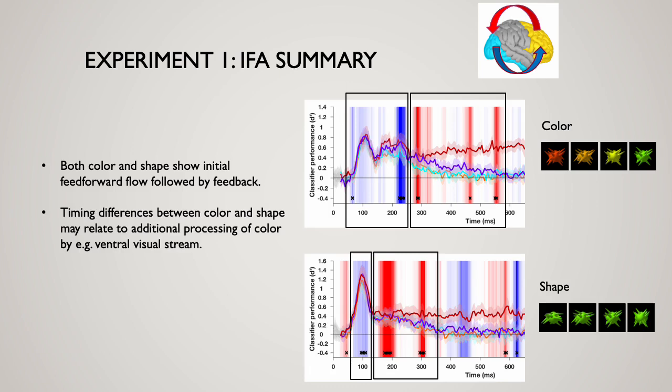But note that in both cases, the onset of feedback information flow corresponds with the time where classifier performance for different attention conditions diverges. This provides extra support for the idea that frontal cortex is driving the attentional selection of task-relevant information.